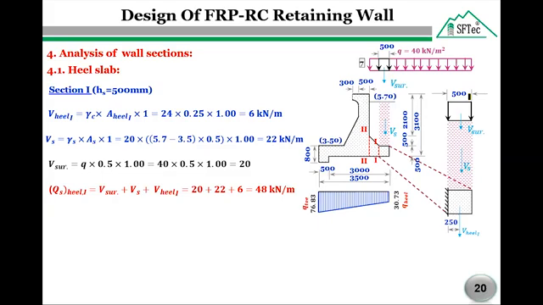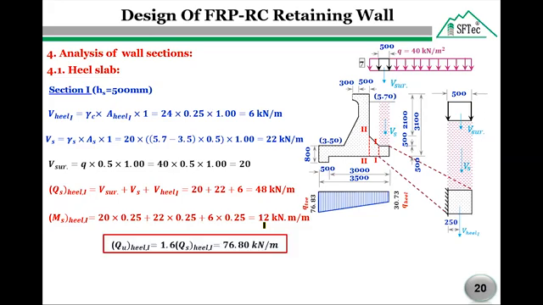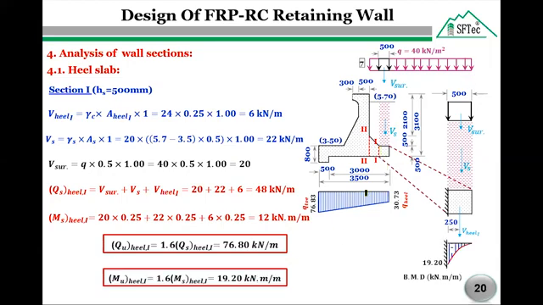The maximum shear force at the face of the heel slab equals the summation of V for the vertical loads due to surcharge, due to soil, due to heel weight, while the maximum moment due to these loads equals 12 kilonewton meter per meter. A factor of safety 1.6 is taken for calculating the maximum shear force for heel section 1-1 here. Also, the same factor of safety is taken for calculating the maximum bending moment. And as we see here, this is the final shape of the maximum factored bending moment.